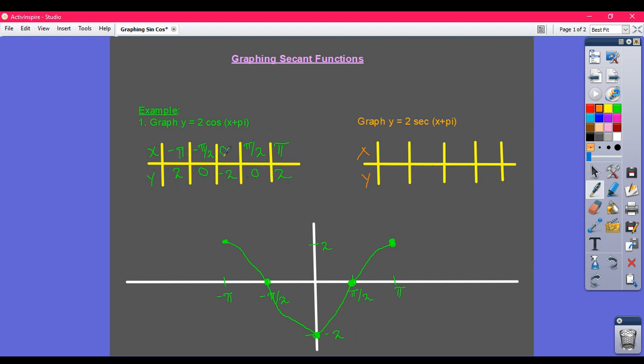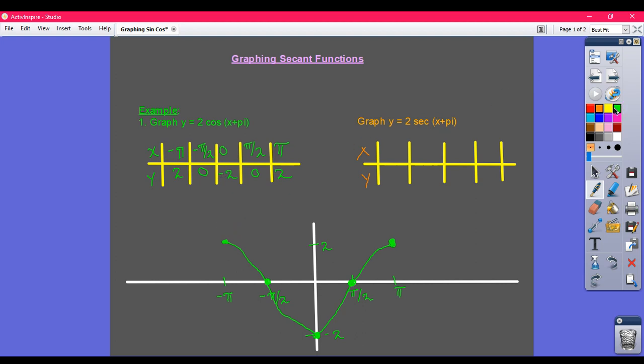and I'm using the same x and y points that we got and also the same wave. It's already graphed. So if I know how to graph cosine, which please review that cosine graphing video if you haven't already done so, then I already know how to graph secant. So just kind of the shortcut first.